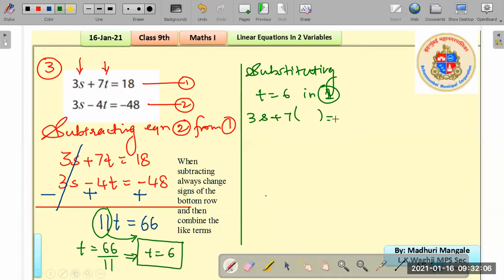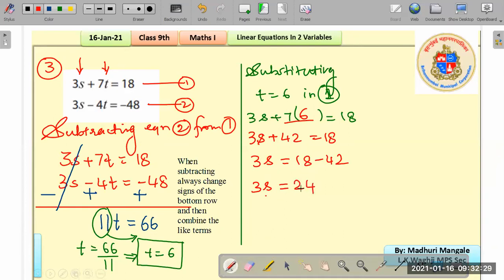Over here, put it in parentheses or brackets. Over here, this is 6. So 3s plus 6 times 7 is 42, equals 18. So 3s equals 18 minus 42, and you can simplify it like that, which will be equal to 24. And we give the sign of the greater number, so it will become a negative 24. Okay, so 42 minus 18 will give us 24, and we give the sign of the greater number. When we add and subtract, we have to put the sign of the greater number.